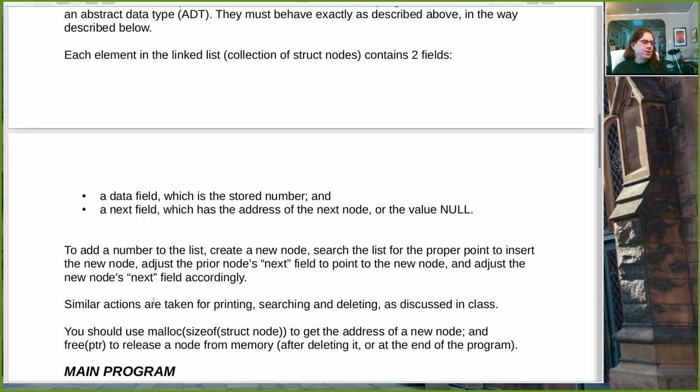When you need a new node, call malloc. And the argument to malloc is size of struct node. And when you're done with a node, release it by calling free, where in this case PTR is the address of the node.